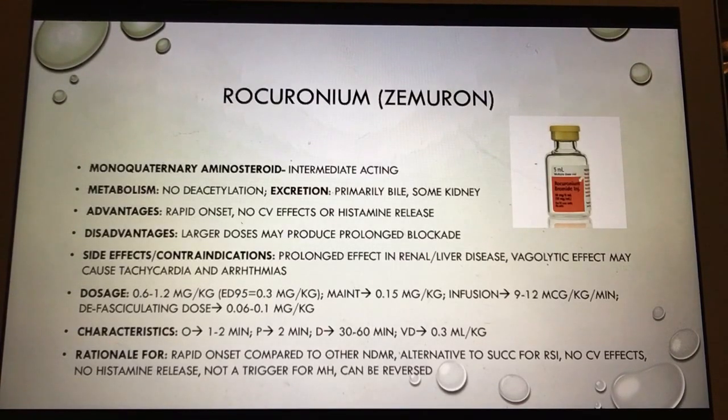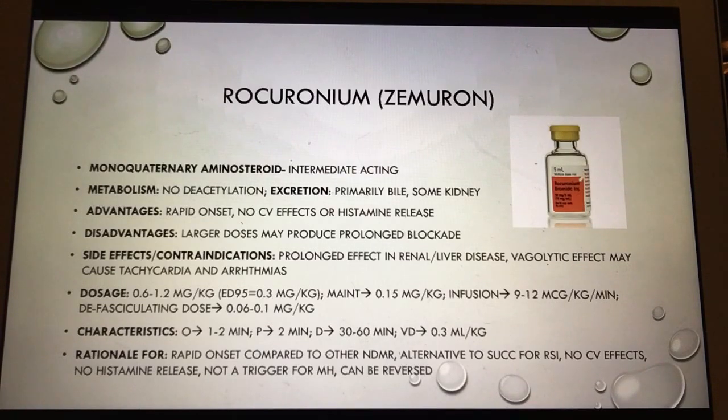Disadvantages: you can get a longer blockade with larger doses of rocuronium. Some side effects, contraindications in patients with renal or liver disease. Vagolytic effect may cause tachycardia and arrhythmias.